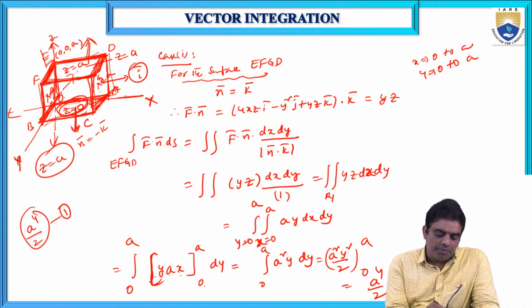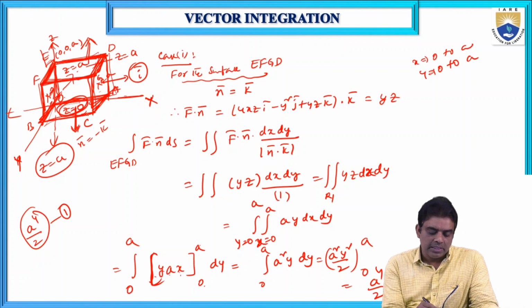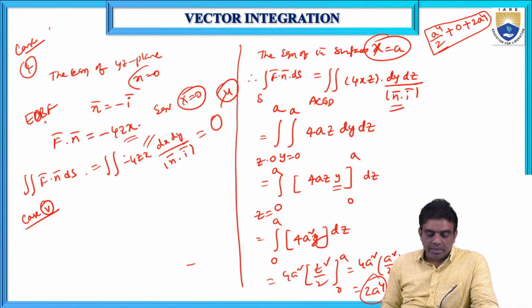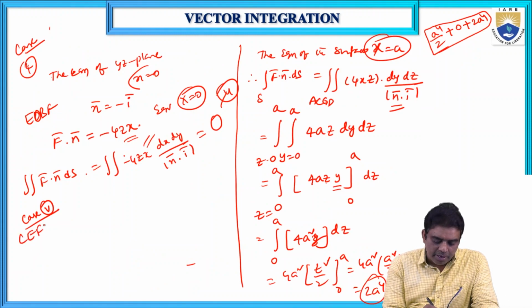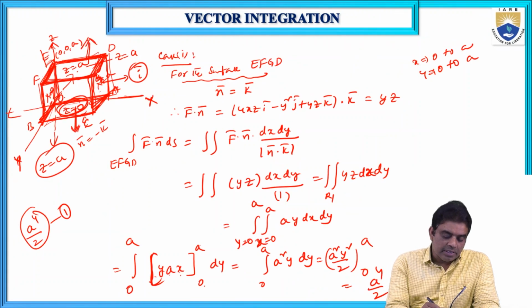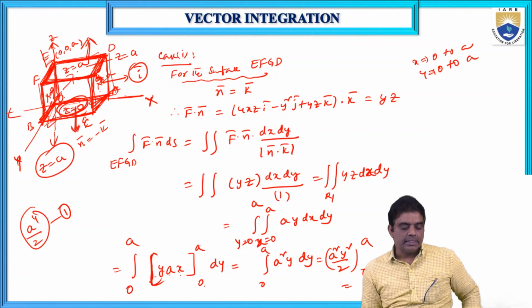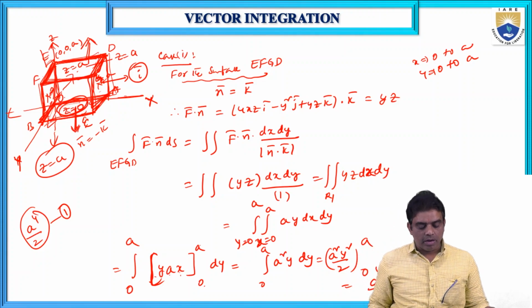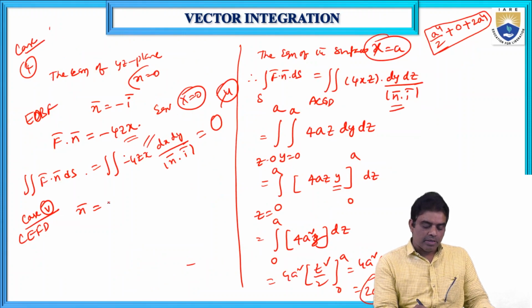This surface F, what is this? CGFB. I am considering CGFB. The outward normal vector n bar is equal to, what is the outward normal vector? For this surface, it is in the positive y-axis. So y is equal to a. The outward normal vector n bar is equal to j bar.